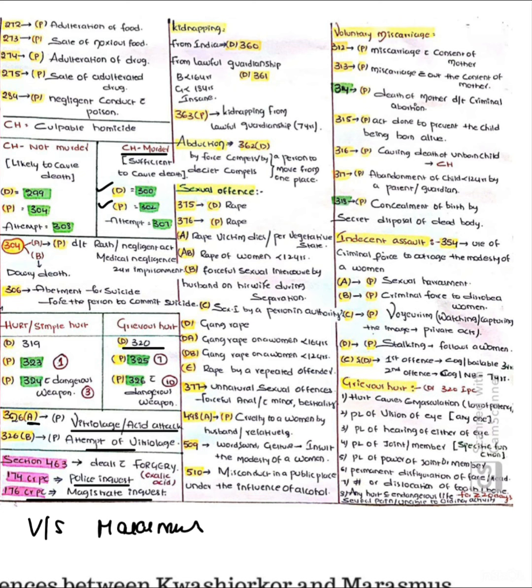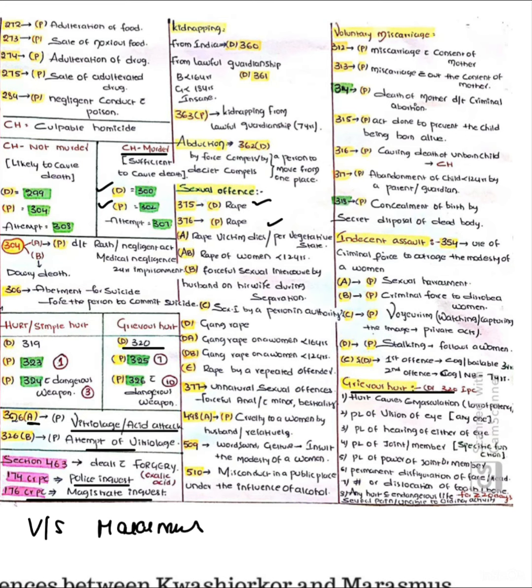Then kidnapping, guys. This is again important. Section 375 defines rape and section 376 gives the punishment for rape. So basically you have A, B, C, D. A: the rape victim dies or goes into a permanent vegetative state. Then you have rape of a woman less than 12 years. Then you have B. This is the punishment for gang rapes. All of this is important, guys.